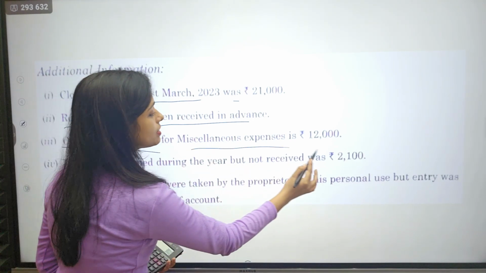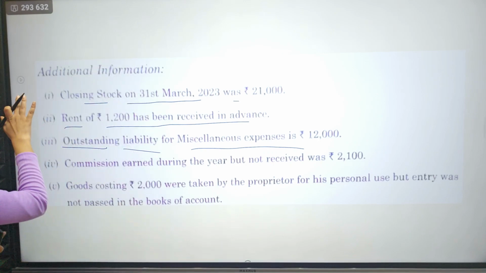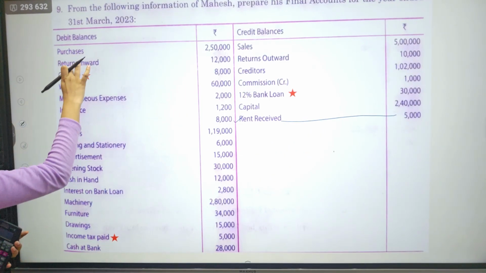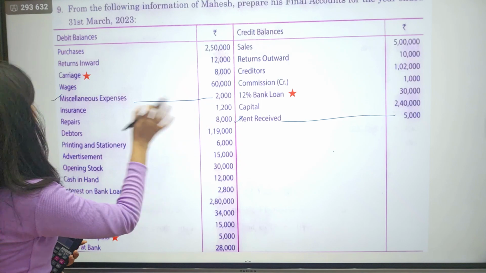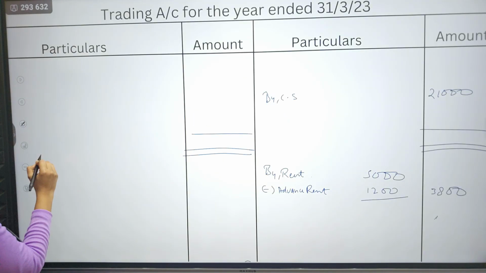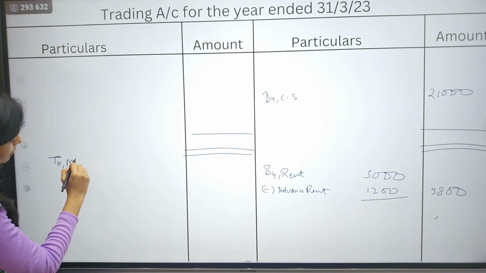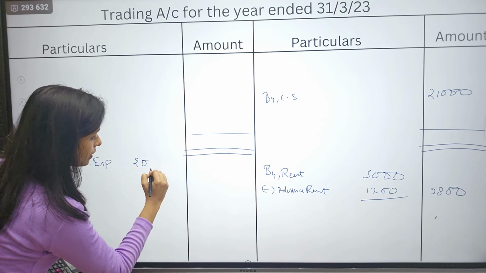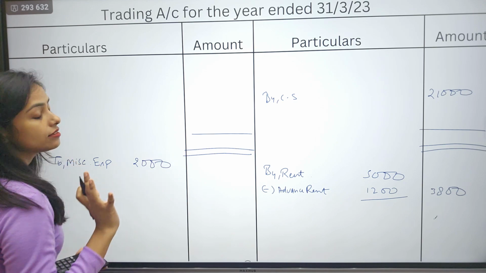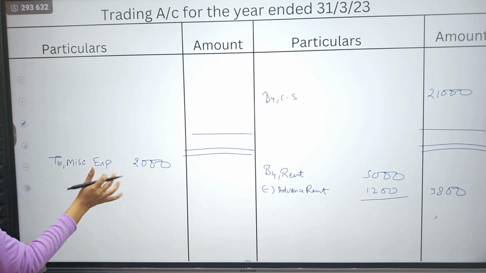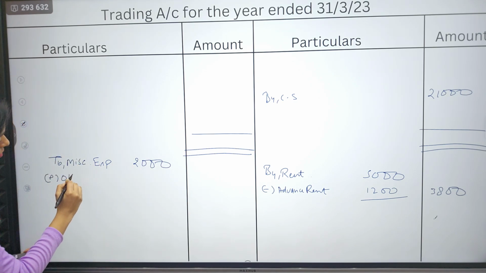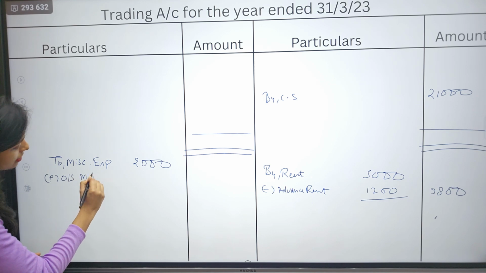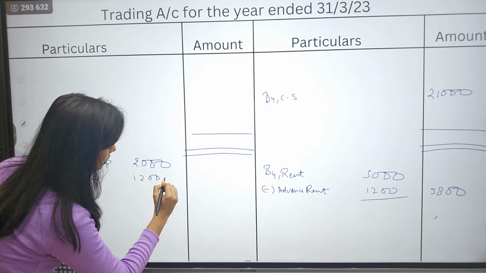Outstanding liability for miscellaneous expenses is 12,000 rupees. Let's first see how much have we actually paid. 2,000 rupees we have paid only. So PL account ka debit side miscellaneous expense, only 2,000 we have paid. First we have written the inside trial balance thing, then add outstanding miscellaneous expenses of 12,000 rupees.